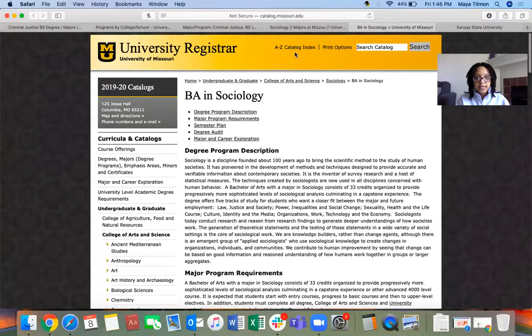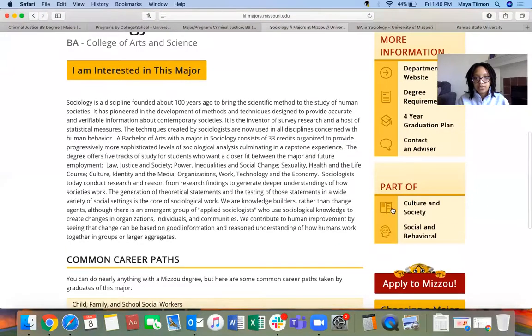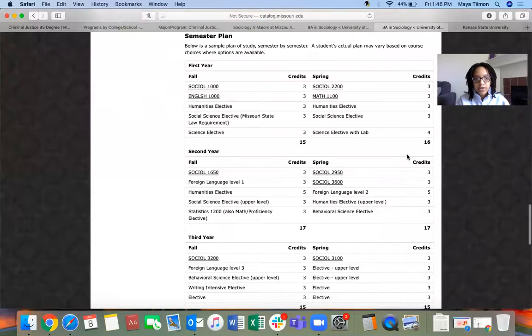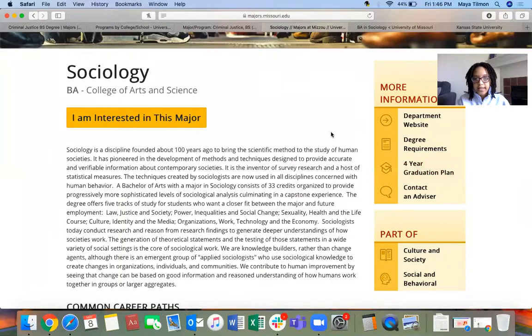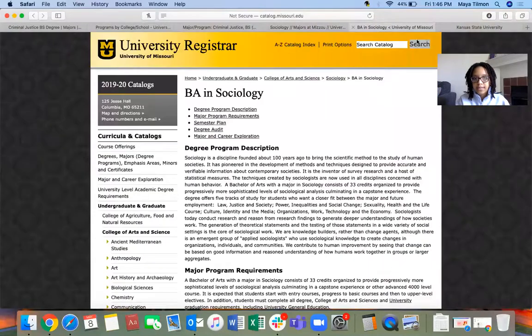So that is how to find things on Mizzou's website. Mizzou also has some cool features, if you're not really sure where to find it, there's some general categories of where the majors could be, and then their 4-year graduation plan, it just takes you right back to the space as well. So that is how to look up the things on Mizzou's website.